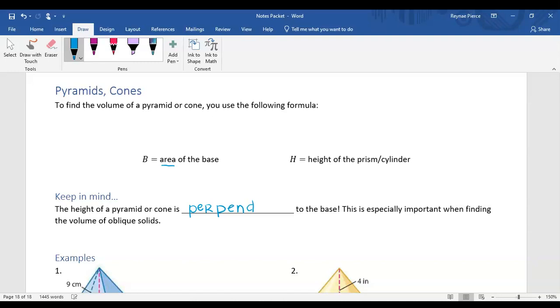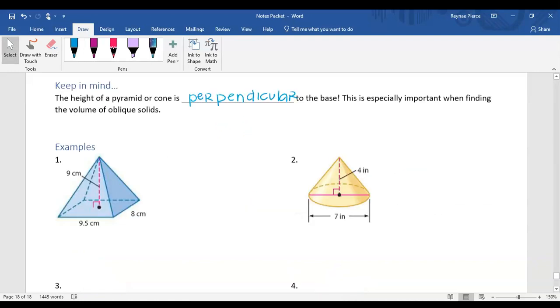The height is going to go from the vertex, or the pointy part of the pyramid or cone, to the base. Instead of just area of the base times the height, it's actually 1/3 area of the base times the height. If we've got a prism and a pyramid that have the same shape and same size of base and the same height, it takes 3 of those pyramids to fit into one of the prisms.